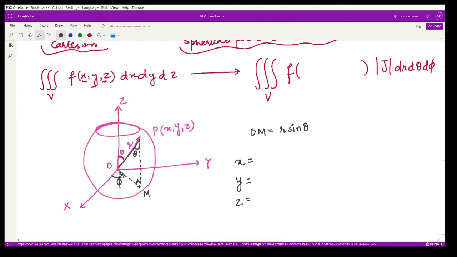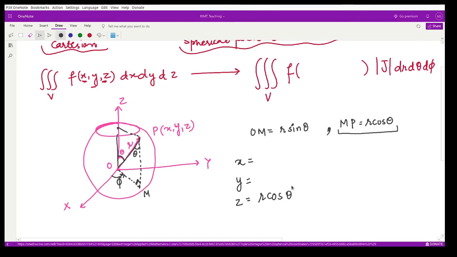What is the value of z? The value z is the distance of this particular point from the origin in the z direction. So whatever this distance is, that is the value of z. And what is MP? Using the same triangle and the same angle, your MP is equal to r cos theta. That means this MP is nothing but the value of z, because this distance is equal to this particular distance. So this is the value of z. You have z as r cos theta.